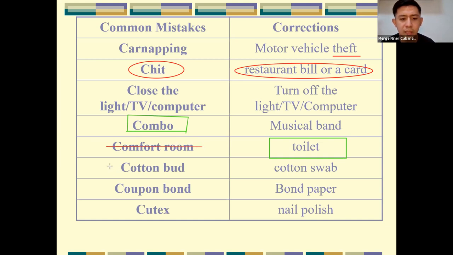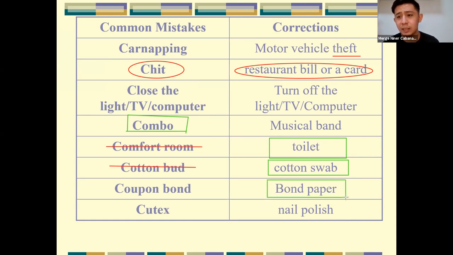So cotton bud, this is the brand. The proper term here is cotton swab. That's why it's a swab test, like the one that you put inside your nose. It's a cotton swab, not cotton bud. All right. Coupon bond. Anong tawag ng mga nanay natin? Kokumban. Yan. Kokumban. So it's not the proper term. It should be bond paper.